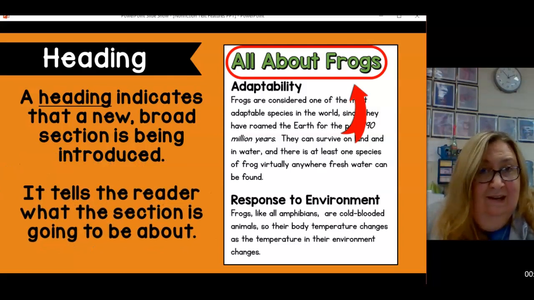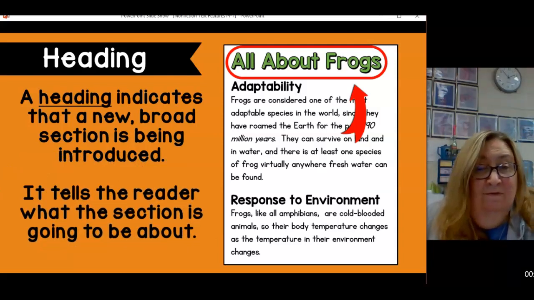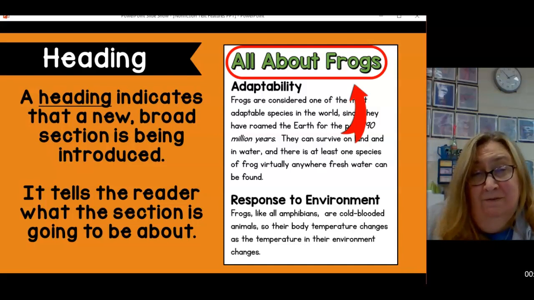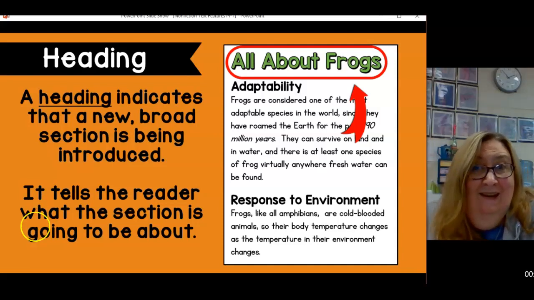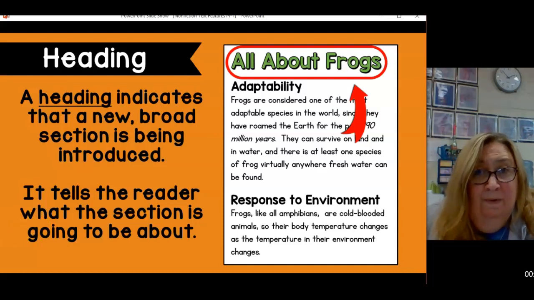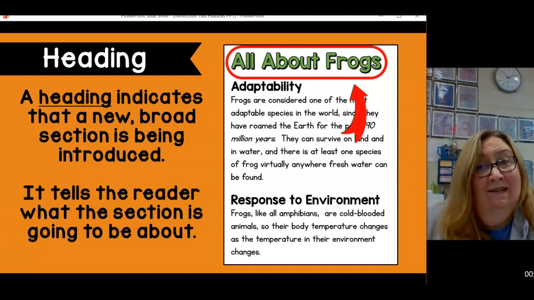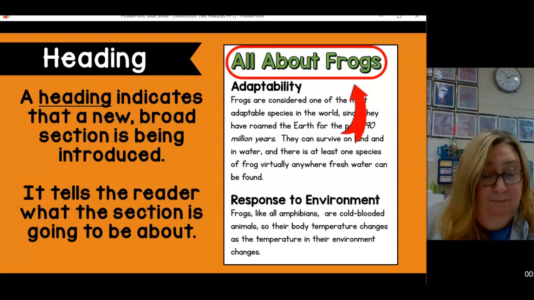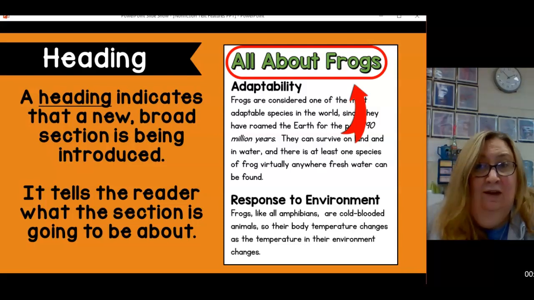Sometimes you'll see that this font is larger. Sometimes it's a different color. Sometimes it's in bold. Sometimes it's underlined. They do lots of things to make sure that heading stands out. I want you to understand that a heading indicates that a new topic is being introduced, a new broad section, and that's going to be your first question.